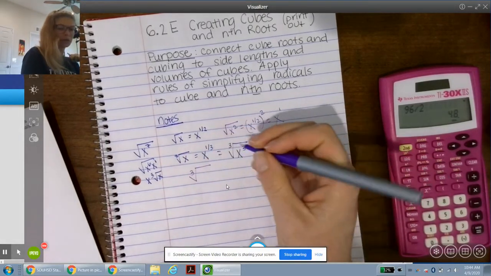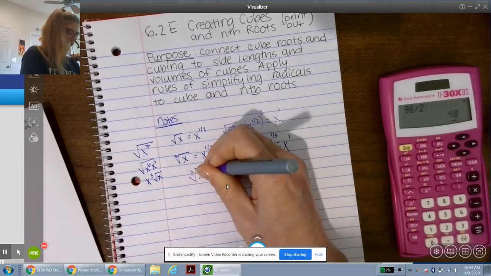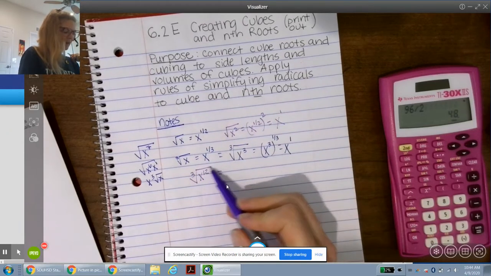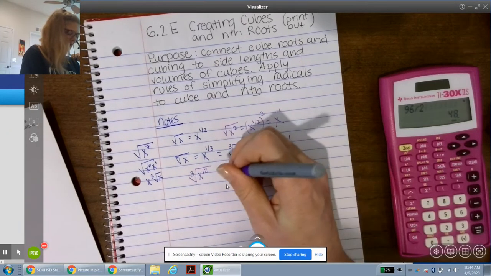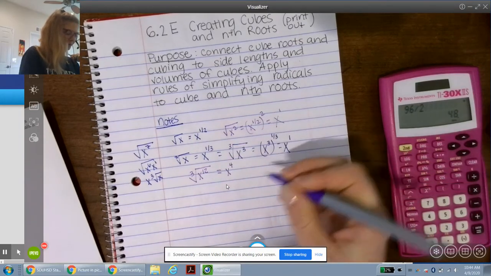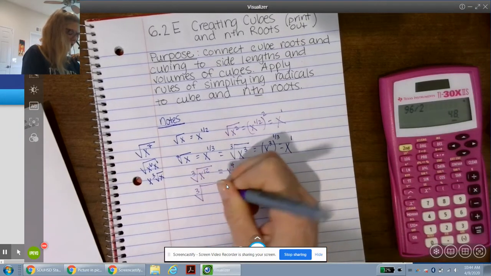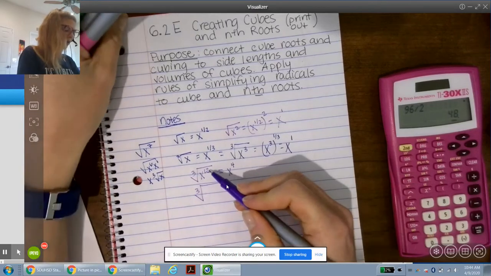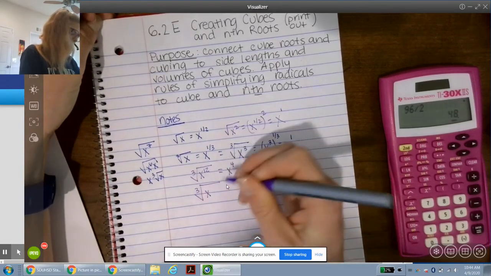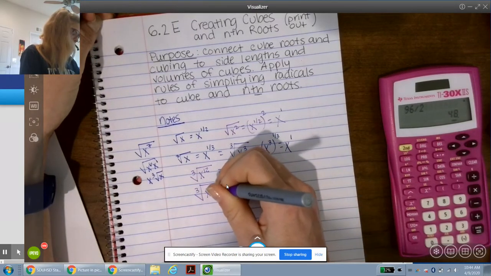If we had the cube root of x to the 12th, we can just divide the exponent by 3. So this is x to the 4th. We can also, if it's not a multiple of 3 here, x to, let's use the 13th.